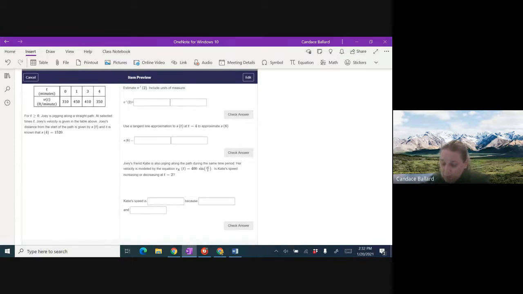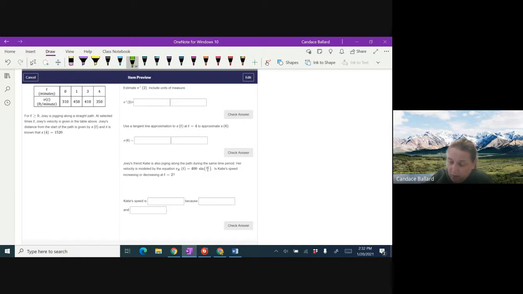So we've got a table, and for t greater than or equal to 0, Joey is jogging along a straight path. At selected times t, Joey's velocity is given in the table above. So we're given velocity, so we're already in derivative, right? Joey's distance from the start of the path is given by s of t and it is known that s of 4 equals 1520. That might be more than we actually need, oh no, we actually use that in part B.